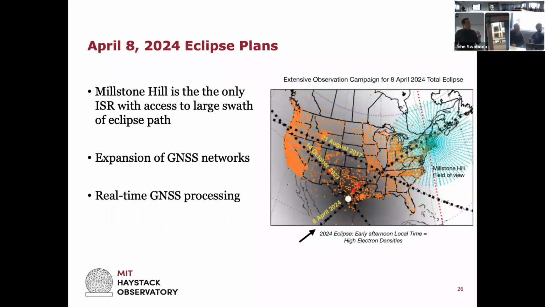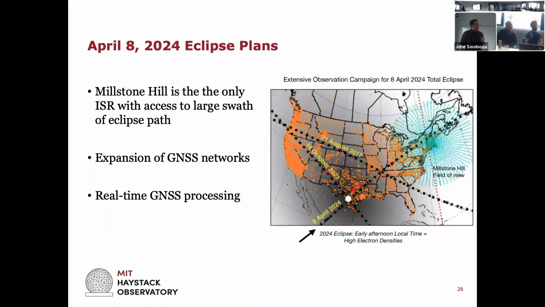Here in the upper right hand corner, you're seeing the Millstone Hill field of view. What we're probably going to be doing, along that red line, is different sorts of slices through this along the northern part, and also having the zenith antenna looking fully vertical. That's the basic type of observations we're going to be doing with the ISR.